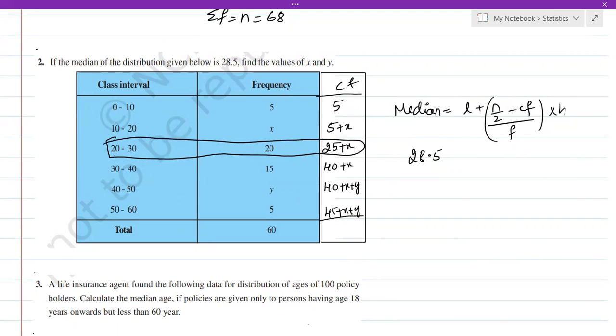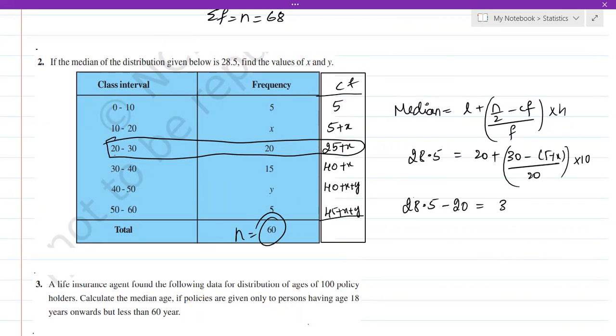So L will become 20 plus N by 2. If you observe, the total value N is equal to 60. So 60 by 2 is 30. 30 minus CF. For CF, we have to take the previous one, that is 5 plus x within the bracket. Divided by F, which is 20. And H is the class size, that will be equal to 10. So 28.5 as it is, let's send 20 to the other side, it will become minus 20. That is equal to 30 minus 5, minus x, divided by 20 into 10.